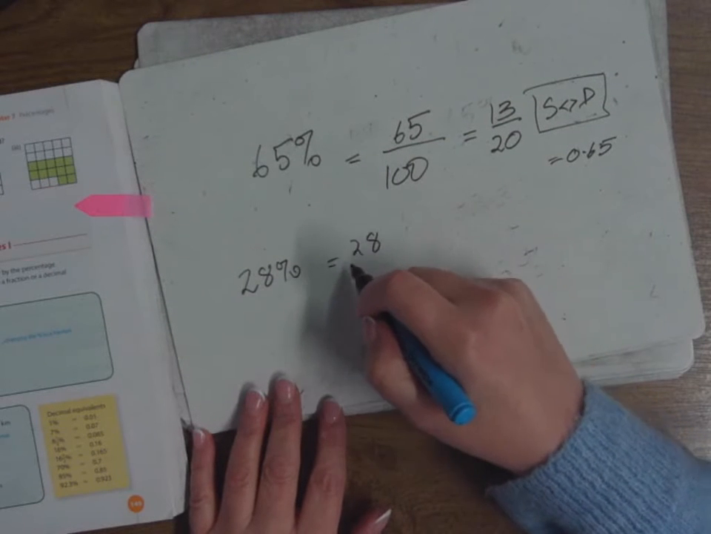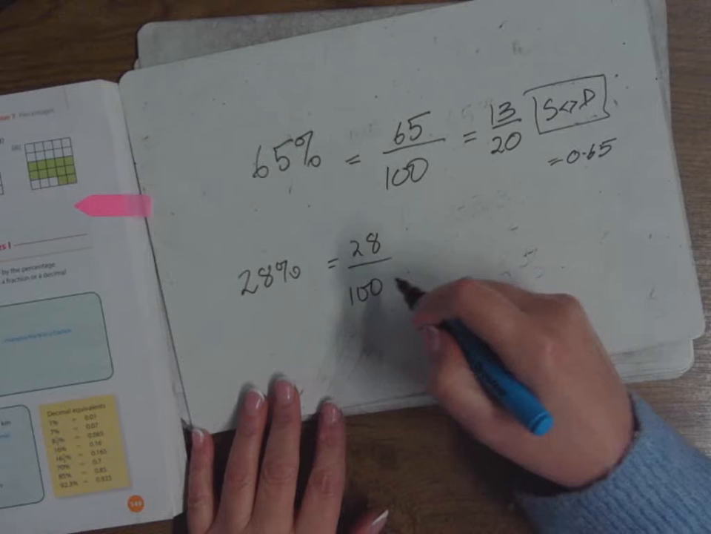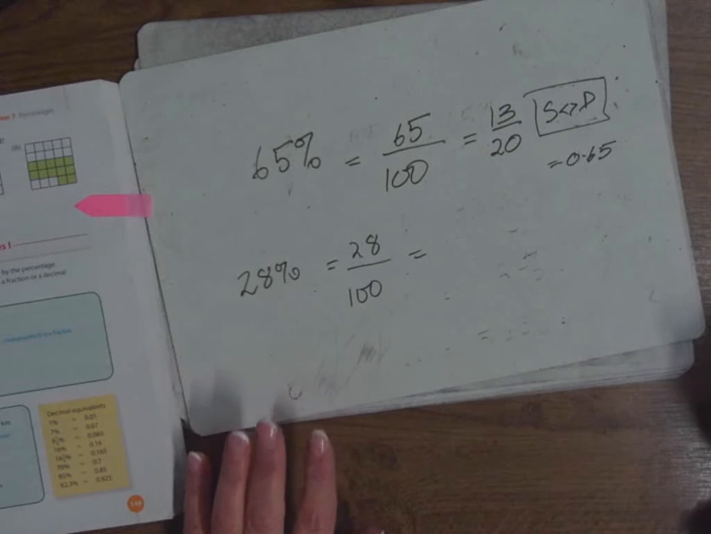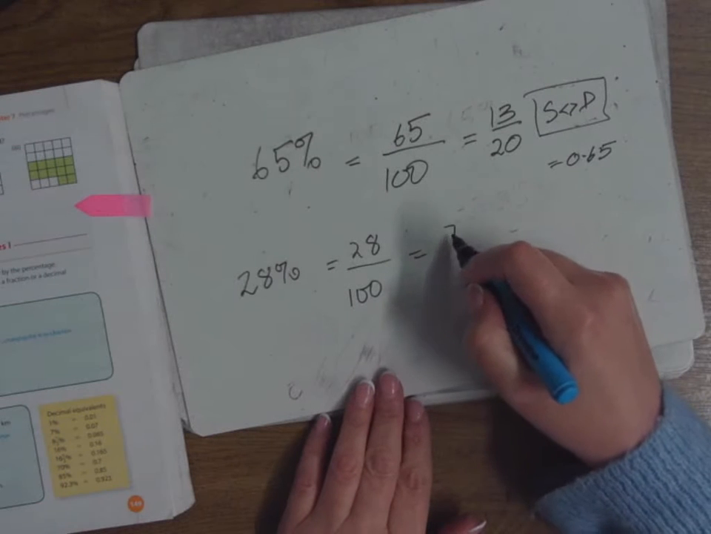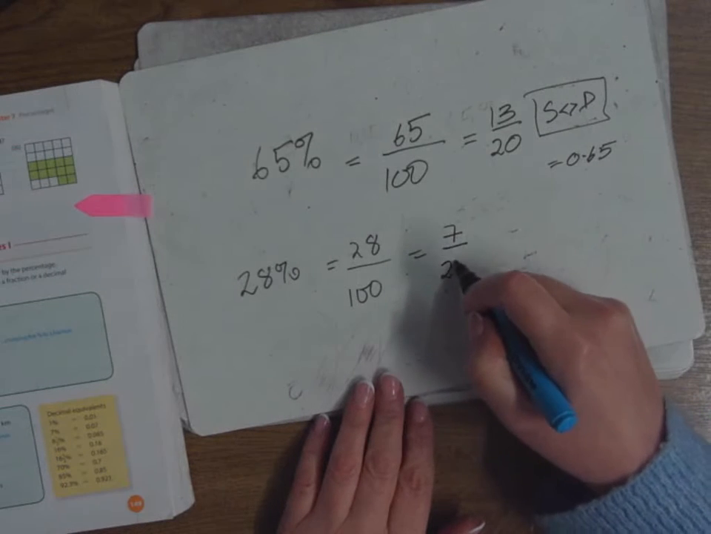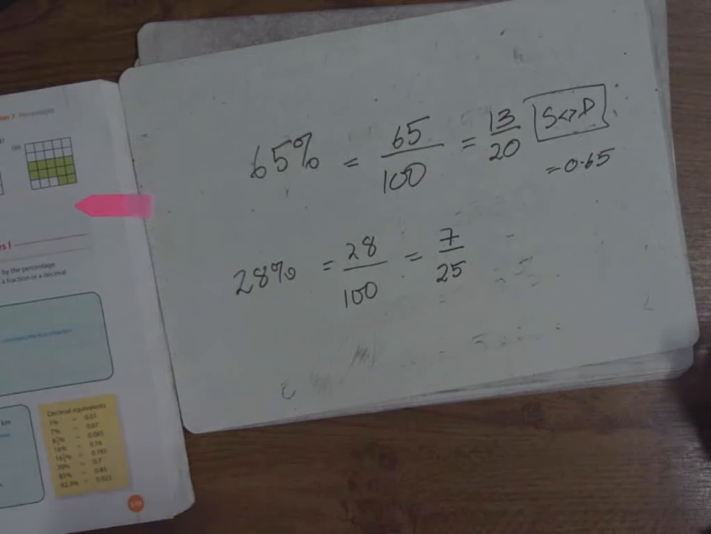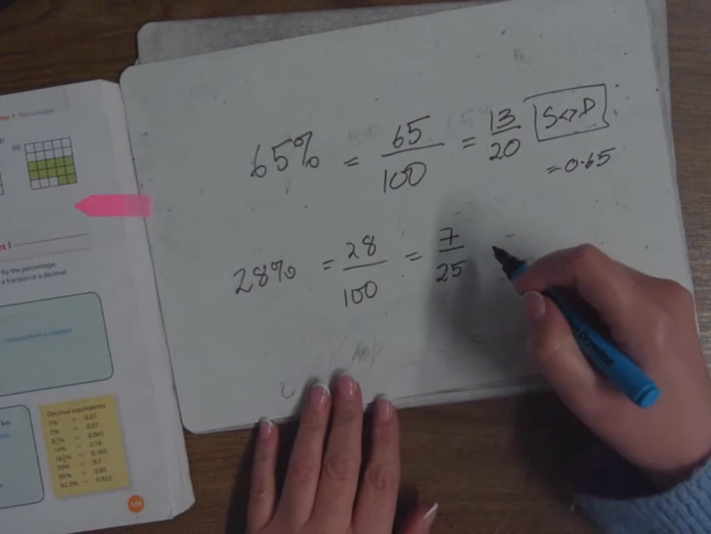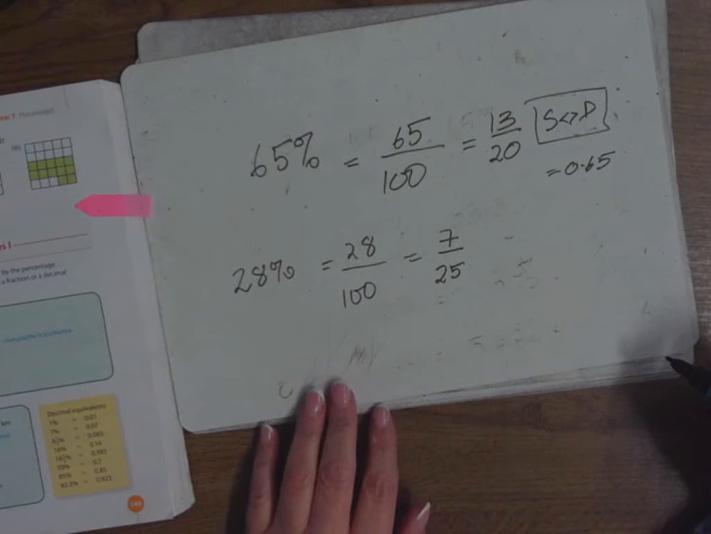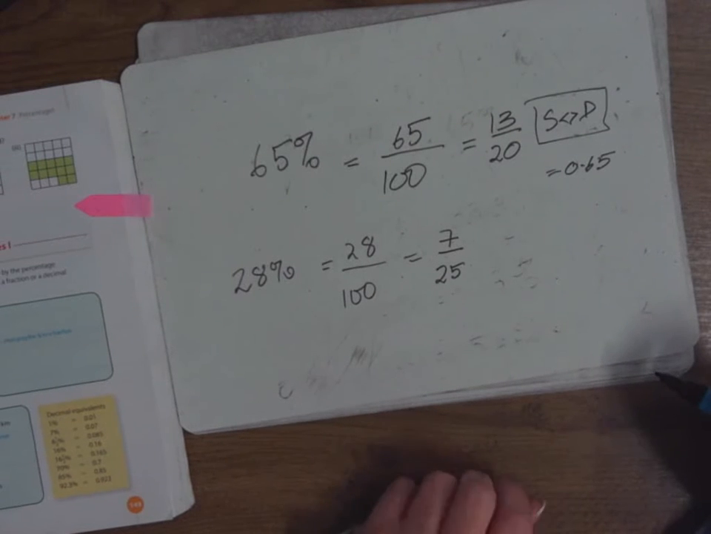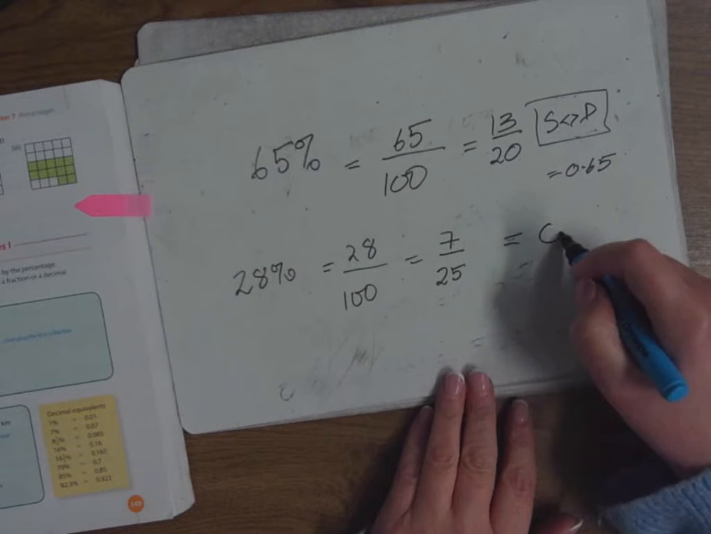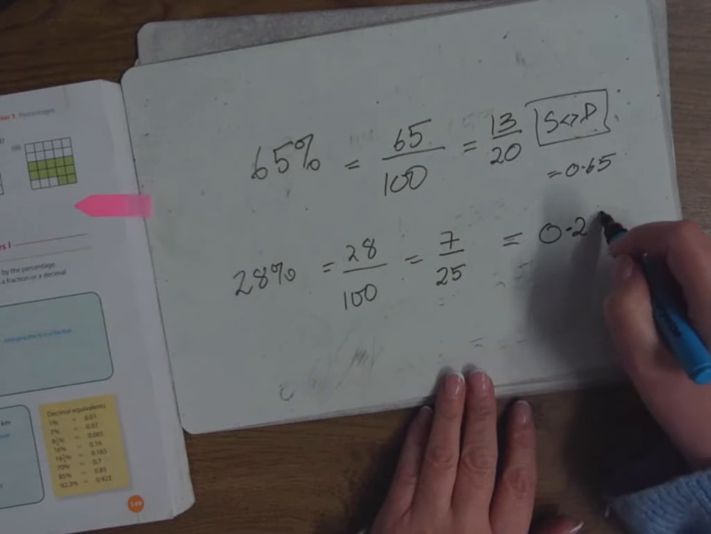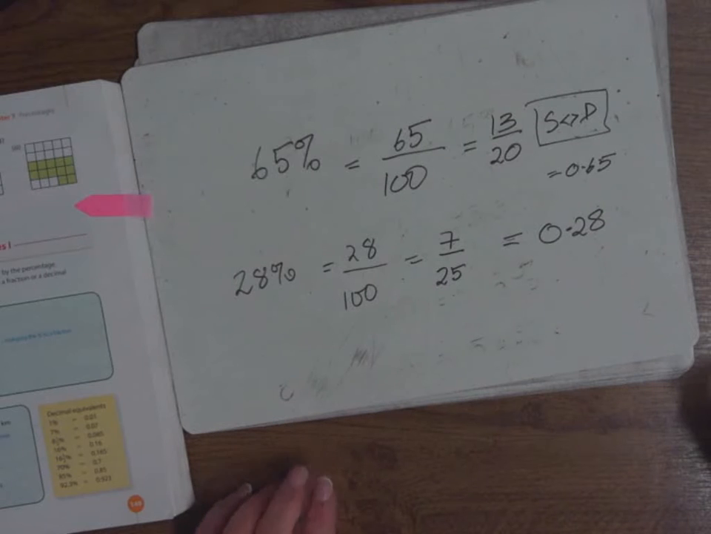28 out of 100. Thanks, someone was listening when I asked you to speak. How would you simplify that? You type it into your calculator and press equals, isn't that right? And the calculator would say that's 7/25. So if they asked you for a fraction, that's your answer. What if they said for a decimal? What button would you press now? On the calculator, what button would you press? S to D. And when you press S to D, it'll tell you that's 0.28. Is that okay? Do you remember this?